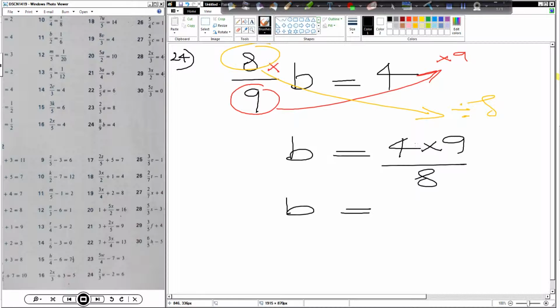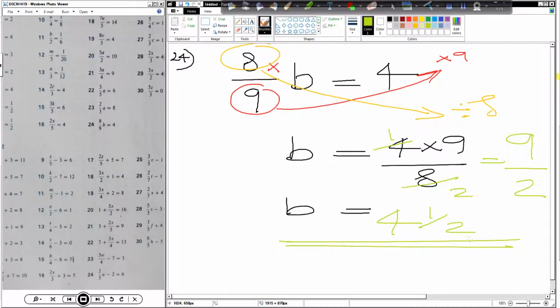B is equal to, so can we cancel anything? Divide that by 4, divide that by 4. Yes, we can. So 1 times by 9 is 9 on the top and 2 on the bottom. 9 divided by 2 is 4.5, or four and a half, written 4.5. That will do.